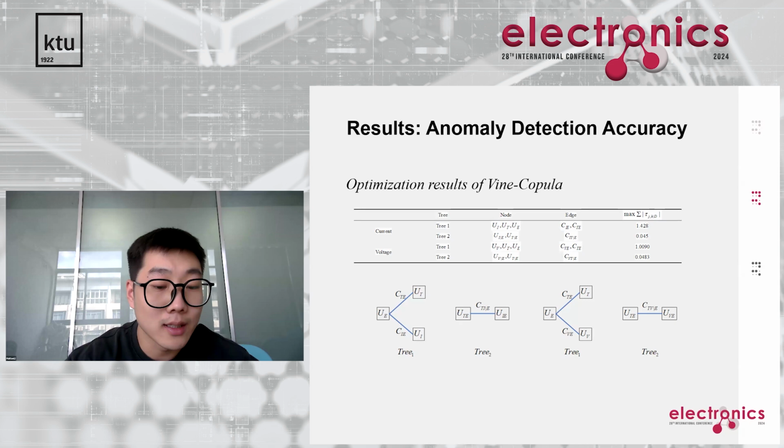Below the table, the graphic representation shows how these relationships are connected, with copulas linking the variables. By optimizing these dependencies, we can accurately model the complex relationships in the data and improve anomaly detection.